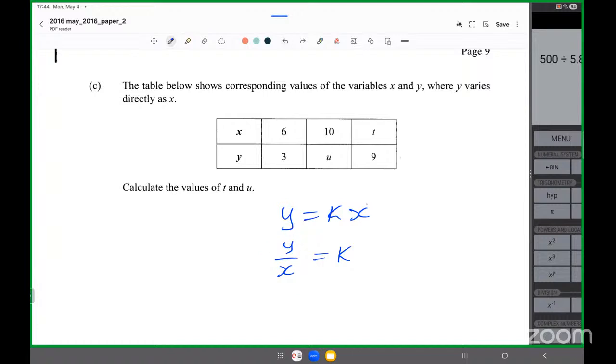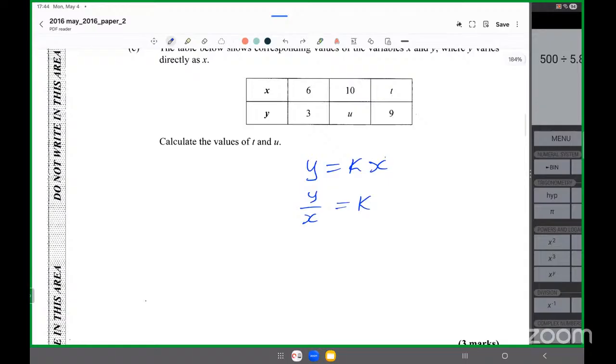But y over x is a constant, so we can do it that way. Y over x is a constant for any pair of values. That's what we use. So this y over this x equals this y over this x. I can say this y over this x equals this y over this x.